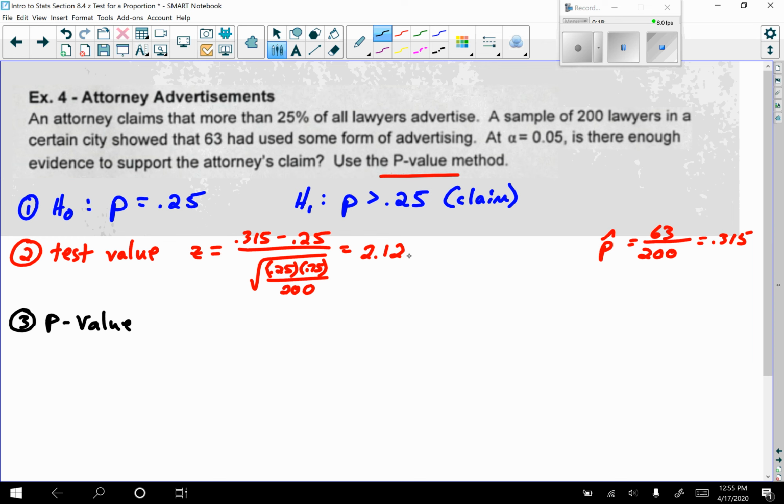That's our lower bound. So when you go into menu 552, type in the 2.12 as a lower bound, positive infinity or the 9E999 for the upper bound. And our p-value is equal to the area that we're getting, and you should be getting a 0.0170. All right, so we'll compare this to our alpha value.